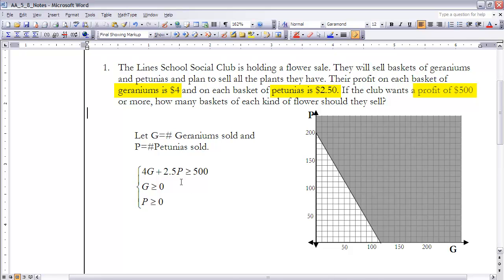Then if I look at my other two inequalities, G is greater than or equal to 0 and P is greater than or equal to 0, all that does is put me in the first quadrant in terms of my solution set. So when I'm graphing this, I decided to stay within the first quadrant. This gray region here represents my solution set. Now there's one other thing we can't forget: although there's an infinite number of lattice points here, my solution set is actually lattice points.